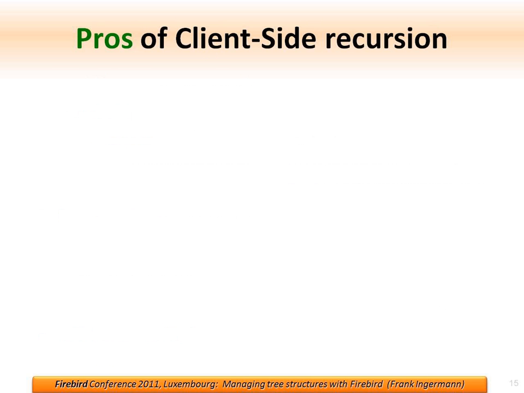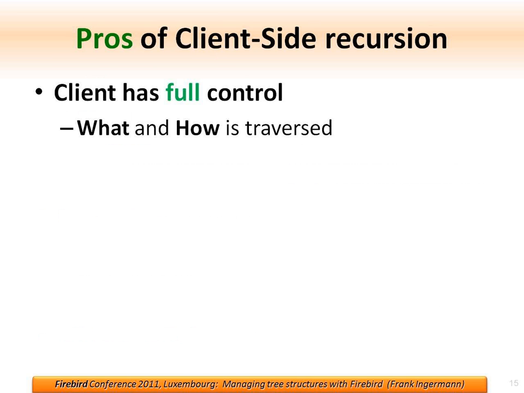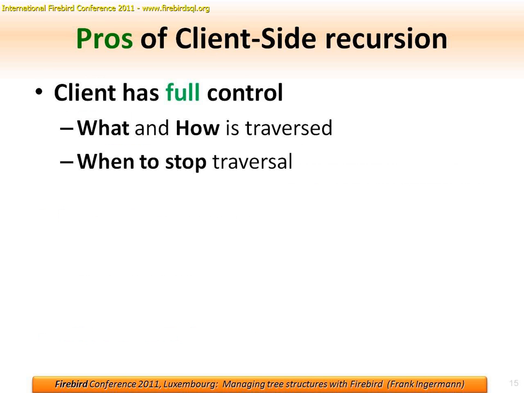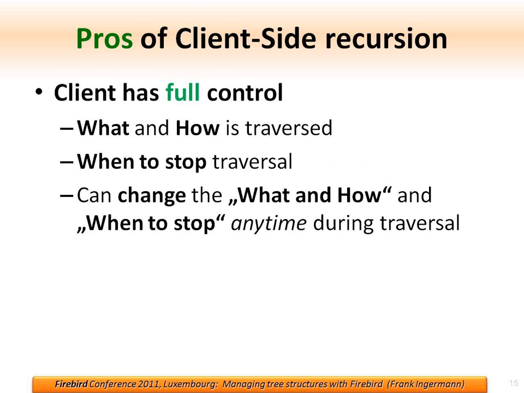So, the pro of having the recursion on the client side is obviously that as the client application programmer, you have complete control. You can do whatever you want. You can control how you use the tree. You can stop any time you like. Once you have the node that you're looking for, you can just quit. And in the process, you can change the procedure, so you have complete control.